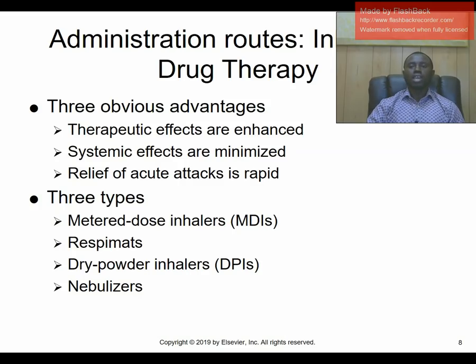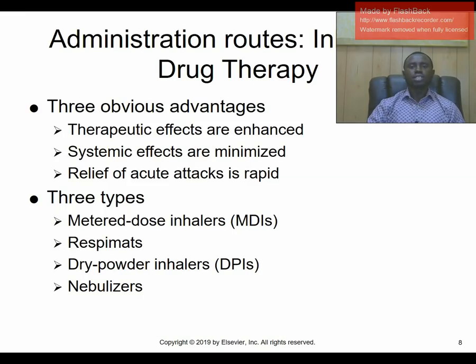When you are caring for a patient, you must instruct the client or the patient on the correct way to use these devices. And we will be talking about this more when you begin taking your healthcare of the client courses.